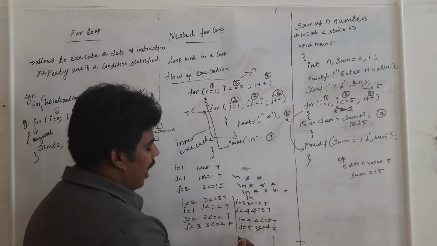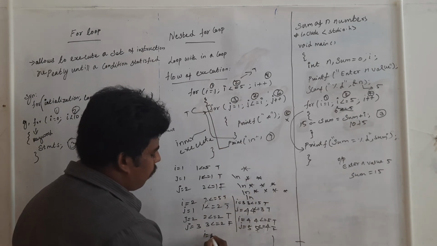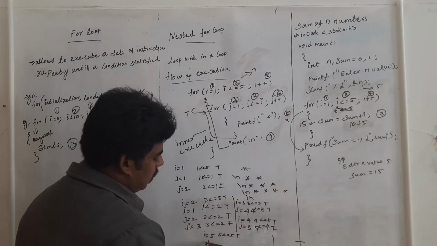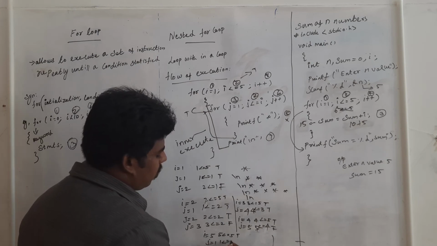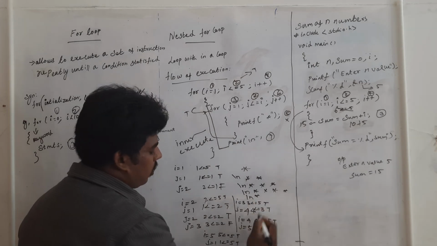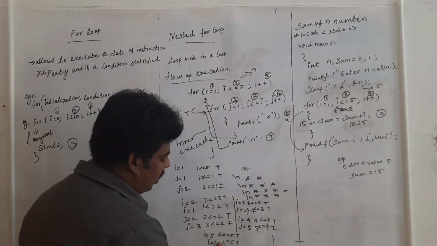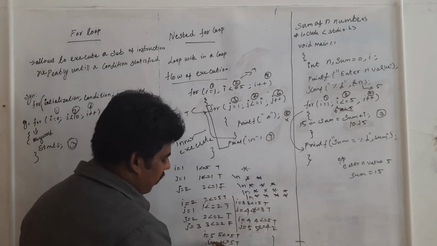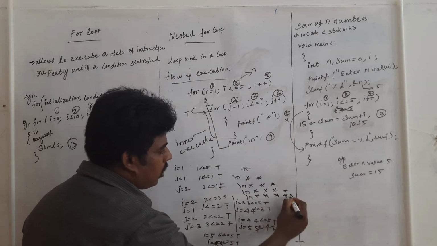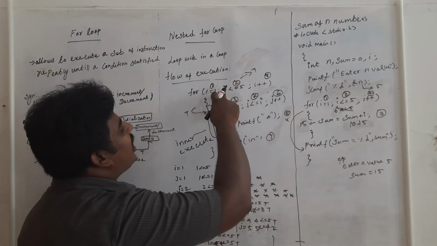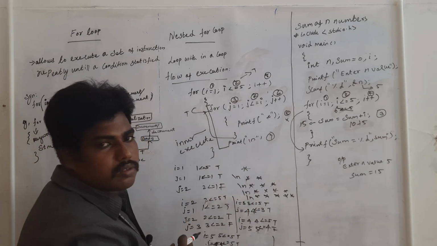Now what will happen? i value equal to 5. 5 less than equal to 5, condition true. Now j equal to 1, 1 less than equal to 5, true. So 1 star. Now j value is 2, 1 star. Now j value is 3, 1 star. Now j value is 4, 1 star. Now j value is 5, again 1 star. Now j value is 6, so condition false. Here also i value is 6, so condition false.